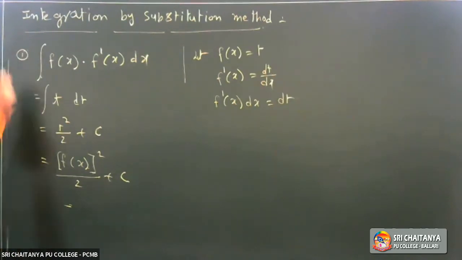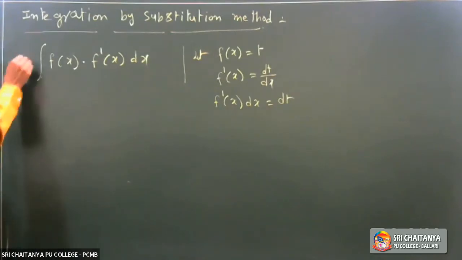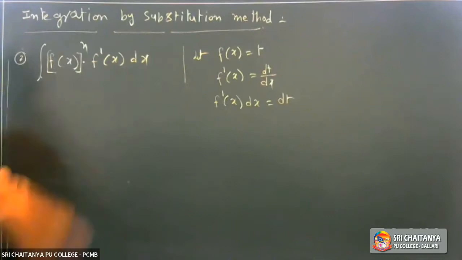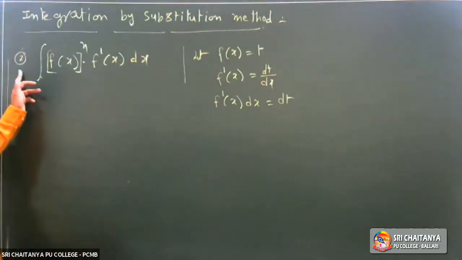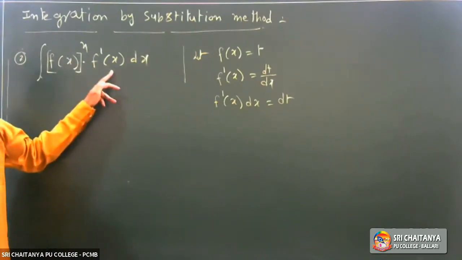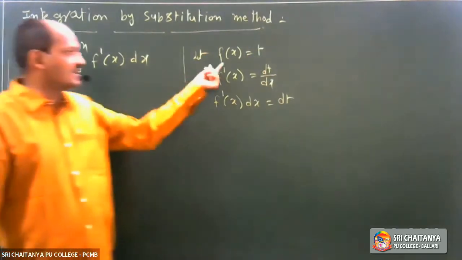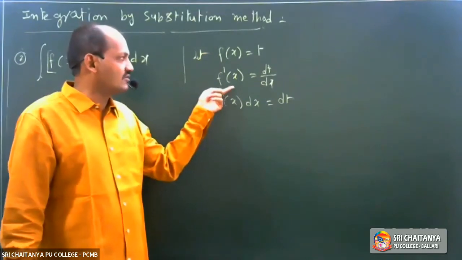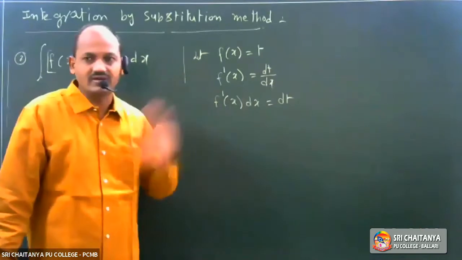Okay, second one. Integral of f of x whole power n into f dash of x dx. Same. So this f of x we consider as t. Its derivative f dash of x is equal to dt by dx. f dash of x dx is equal to dt.